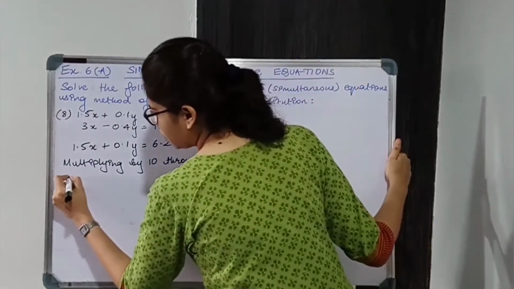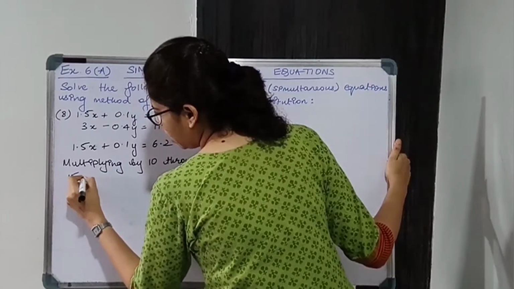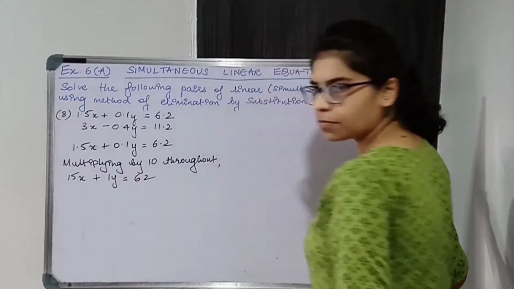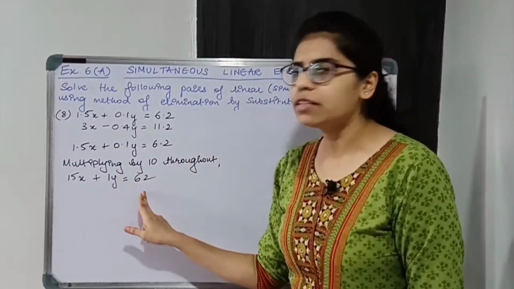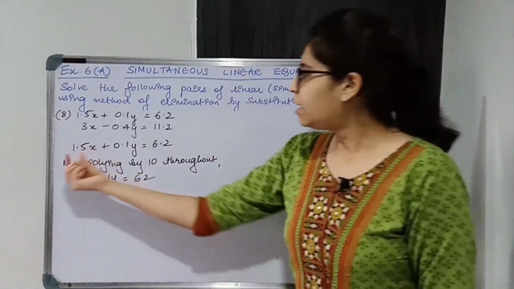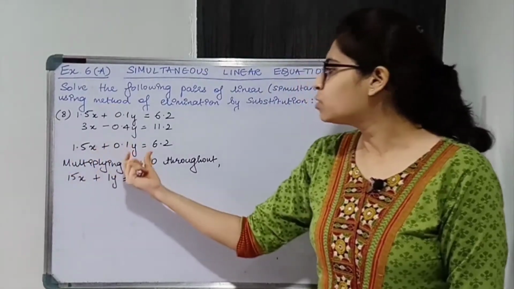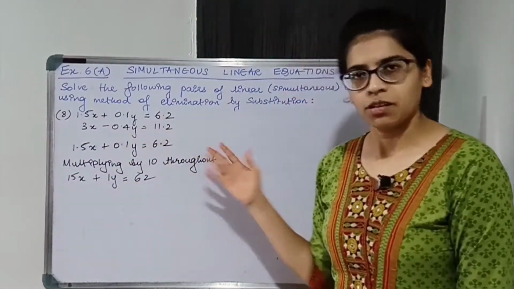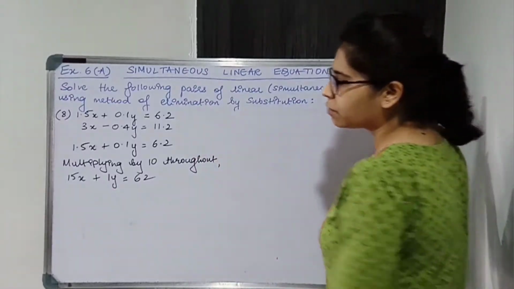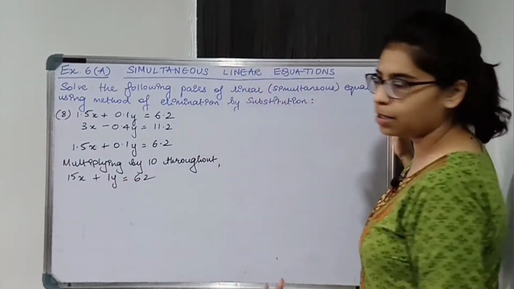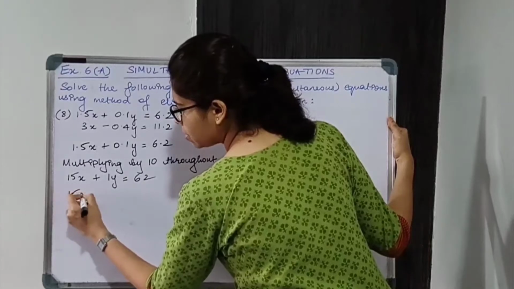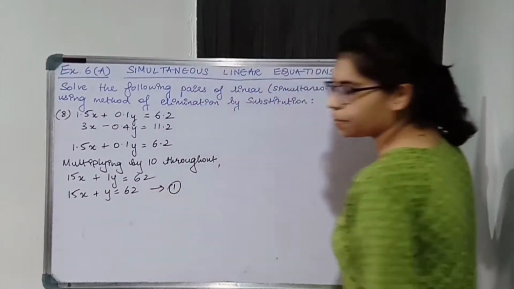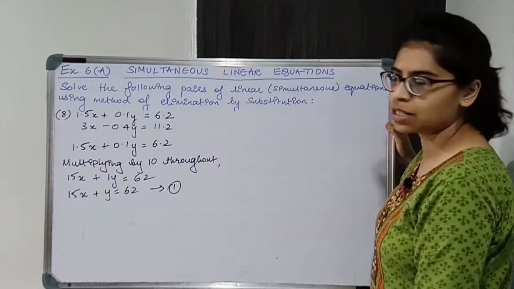So we'll get 15x plus 1y is equal to 62. Okay, you can directly write this down or show the steps. 10 into 1.5x plus 10 into 0.1y is equal to 10 into 6.2. Then it will become this. Okay, now 1y is nothing but y. Okay, so I can say it is 15x plus y equal to 62. Let's number this as 1. Okay, now we'll number this.